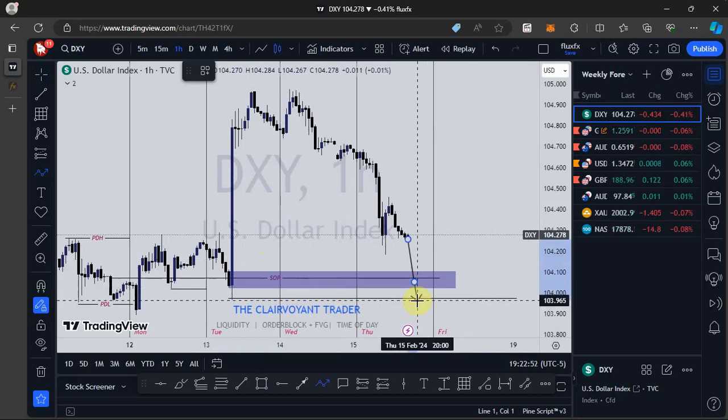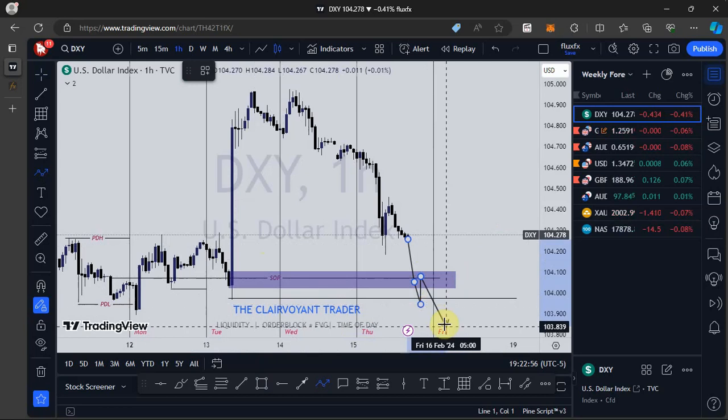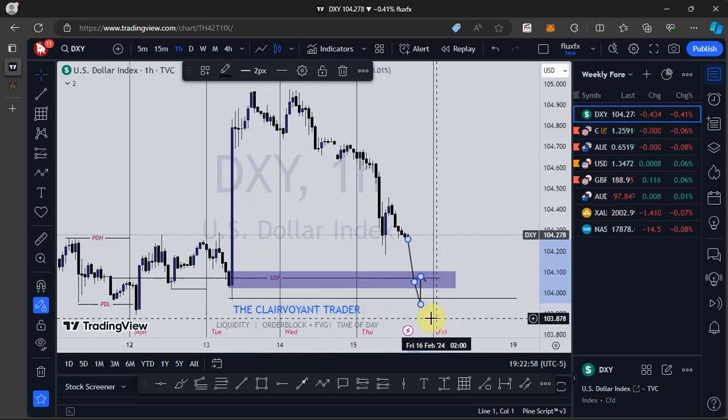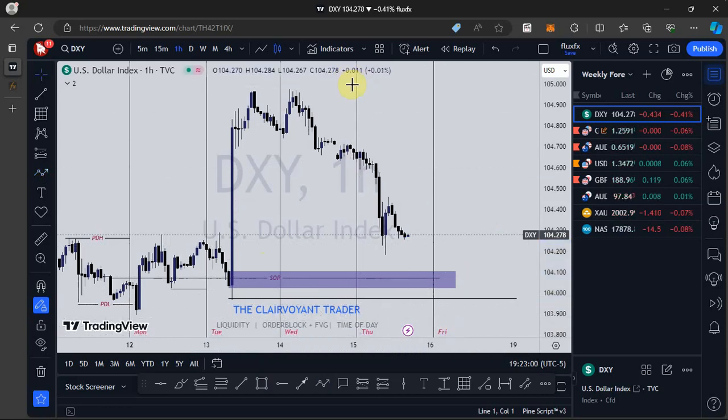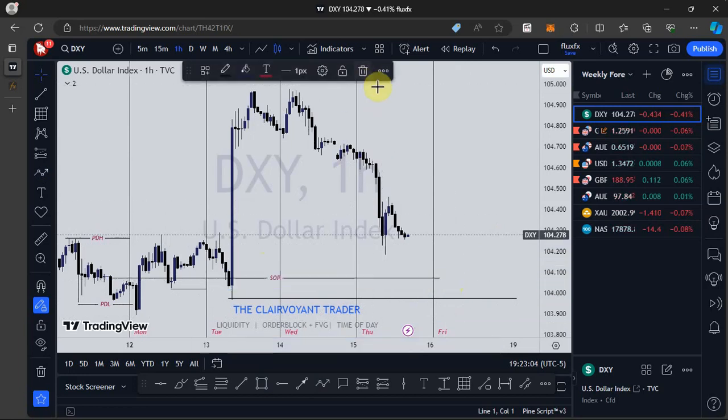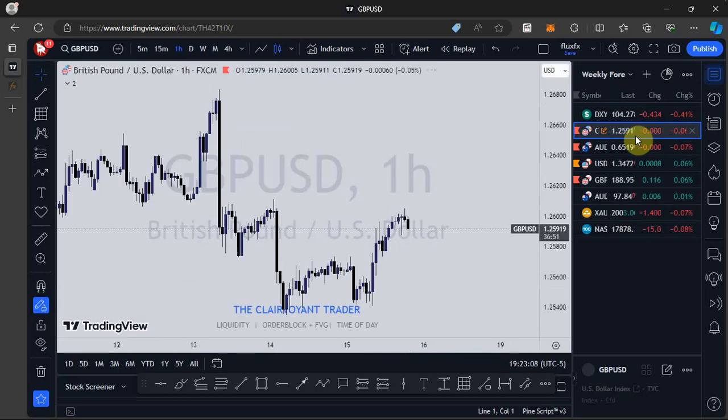But if you violate and close below it, then you see price push a little bit to the downside into that 4-hour impulse move that I showed you right there. All right, so that is just that for the dollar index. Let's look at what is happening on GBPUSD.